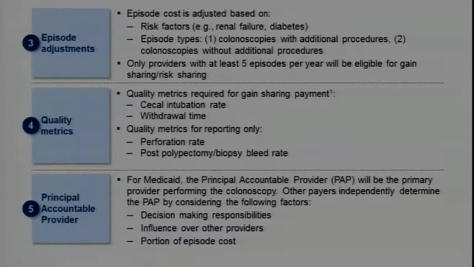In terms of the quality metrics, the metrics required for gain sharing payment to be eligible for that shared savings, so to speak, there are 2 of them that have come up in various discussions. One is cecal intubation rate, and 2 is withdrawal time. And for these 2 in particular, these are not pieces of data that are currently available in payer administrative claims data for each given patient. We've heard feedback from different clinicians that it's still quite important to track this as a quality metric to make sure there's effective quality.